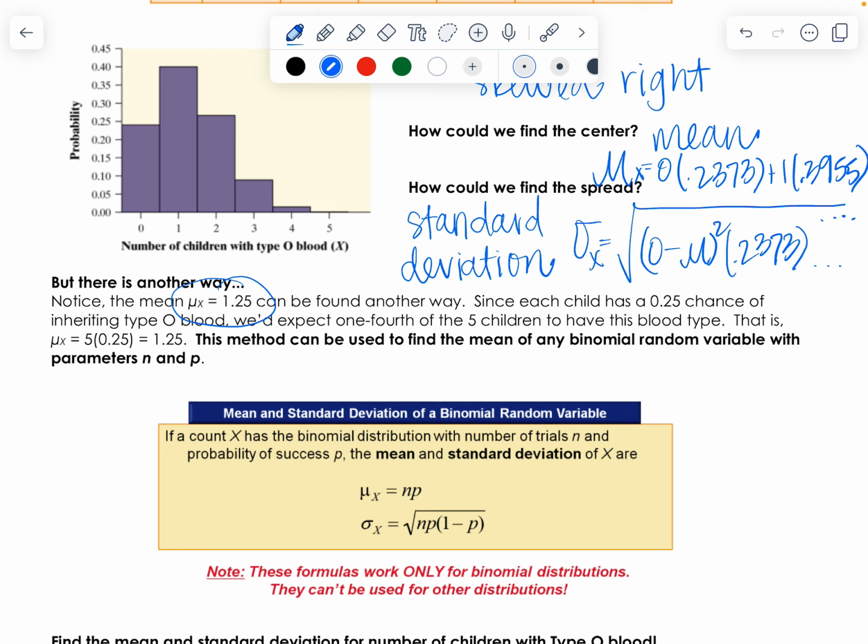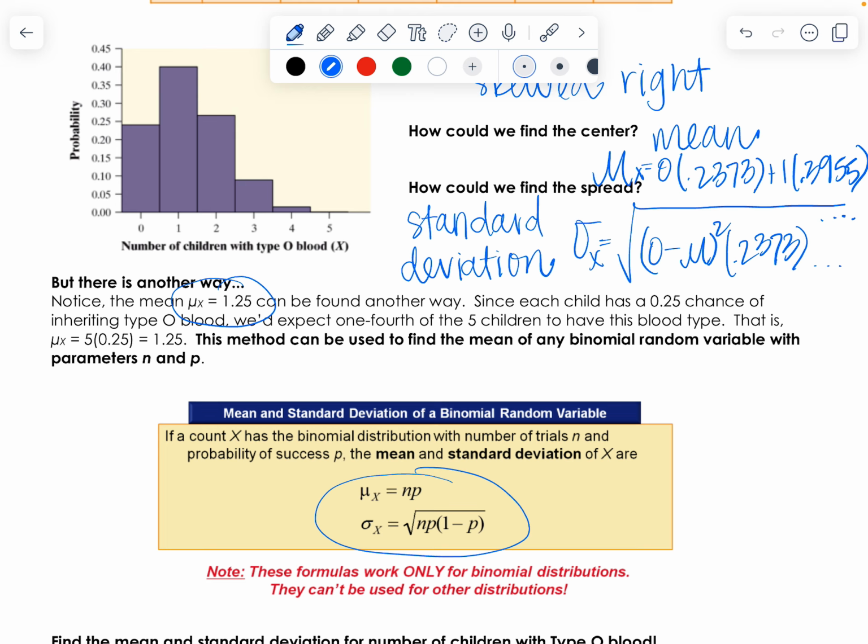When you have checked off BINS and you know you have a binomial distribution, then you can find the mean of your binomial random variable X by multiplying n and p. And you can find the standard deviation, I'm looking at these right here, by taking the square root of n times p times 1 minus p.